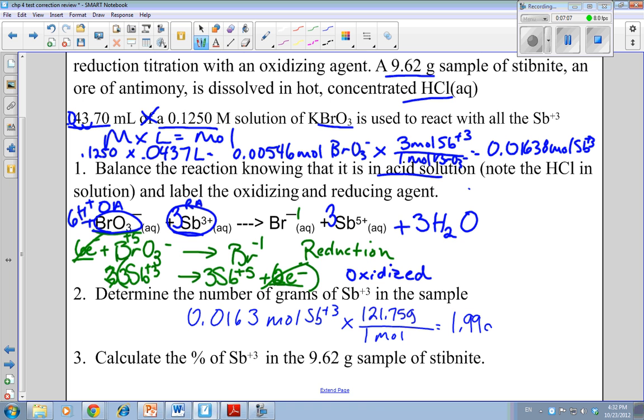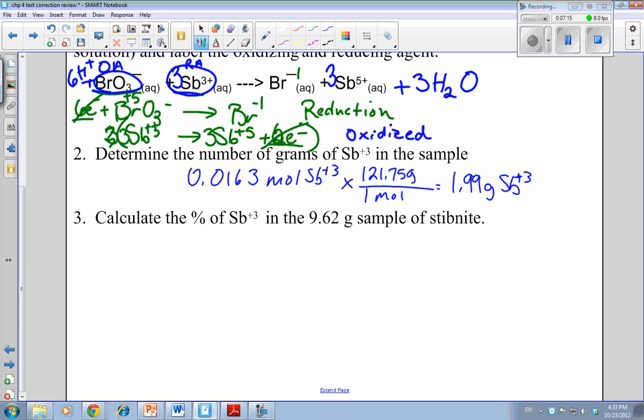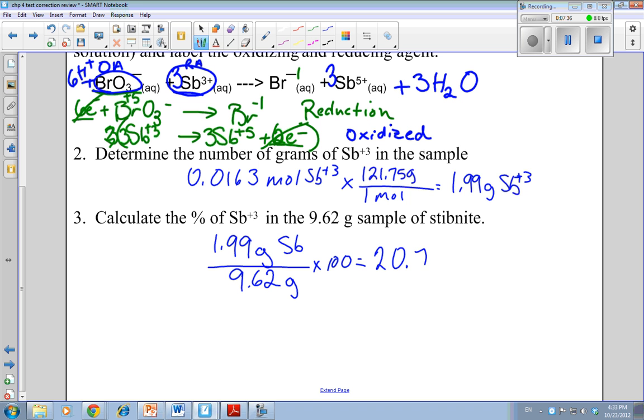1.99 grams of antimony. To figure out the percent, you just take the amount of antimony in the sample, the 1.99 grams, almost 2 grams of antimony, and divide that by the total of this mineral, the 9.62 grams, and multiply by 100. We can easily see that the percentage is a little over 20%, so 20.7%.